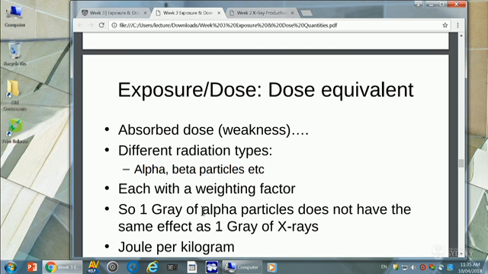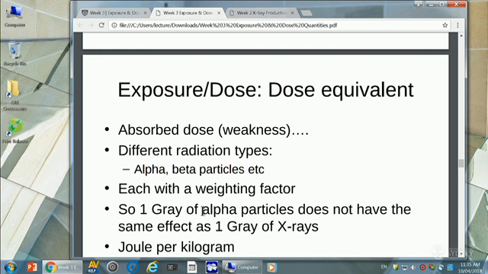The problem with absorbed dose is that it doesn't take into consideration the type. It only tells you how much energy is being deposited. It doesn't tell you about the impact of that radiation on the body. It doesn't tell you the effectiveness of that radiation. Let me give you an example.